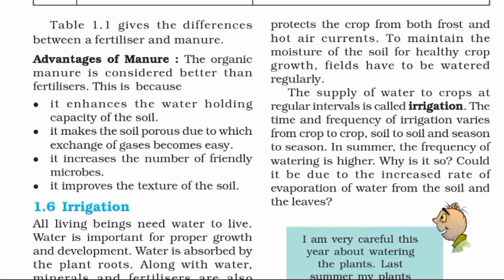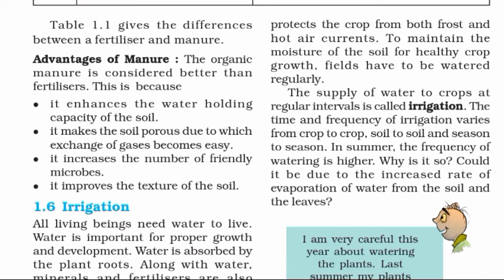Advantages of manure. The organic manure is considered better than fertilizers. This is because it enhances the water-holding capacity of the soil. It makes the soil porous, due to which exchange of gases becomes easy. It increases the number of friendly microbes. It improves the texture of the soil.